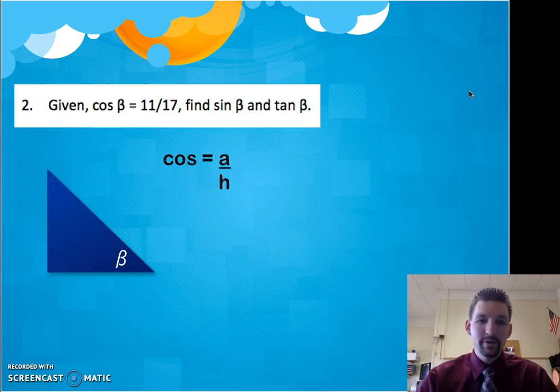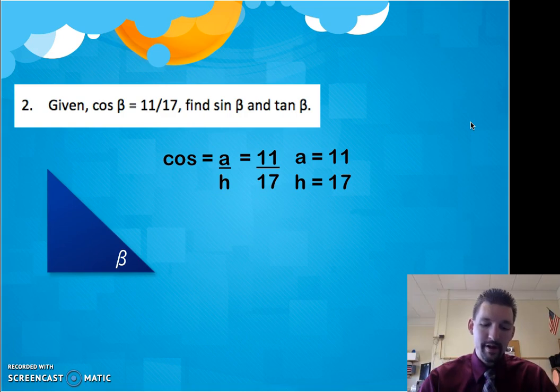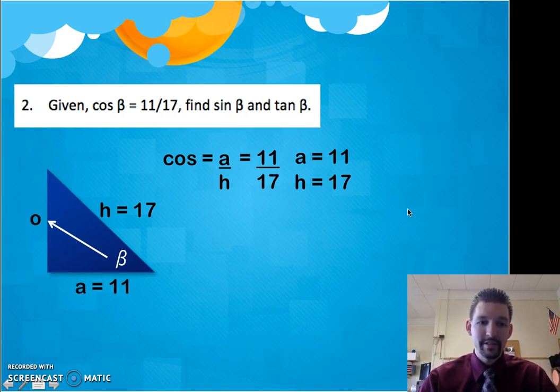Well, we know that cosine is adjacent over hypotenuse. And in this case, cosine is 11 over 17. That means that our adjacent side is going to be 11 and our hypotenuse is going to be 17. So from beta, we can say, okay, our hypotenuse is 17. Our opposite side's over here, we don't know that. And our adjacent side is down here, and that is 11.